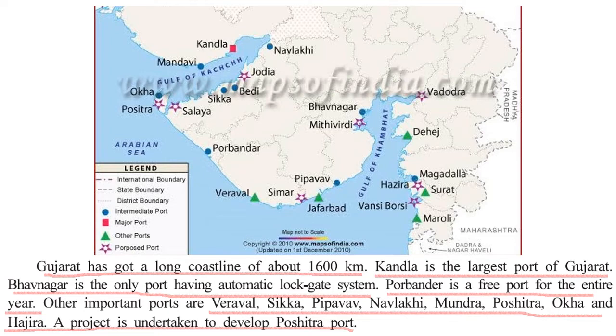Other important ports are Veraval, Sikka, Pipavav, Navlakhi, Mundra, Poshitra, etc., and Poshitra port is also to be developed, and such a list of ports is shown in the map here so that you can understand where geographically these ports are situated, not just the names.